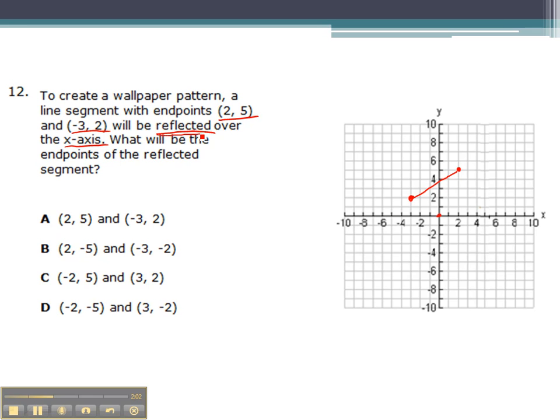Then if we reflect it, flip it over the x-axis, first I'm going to darken the x-axis. This endpoint is 2 units away from the x-axis, so it'll be 2 units in the other direction. This endpoint is 5 above the x-axis, so it will be 5 down from the x-axis right there. And these new coordinates would be negative 3, negative 2, and 2, negative 5. There it is, B.